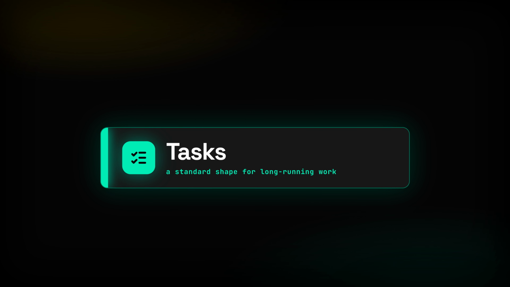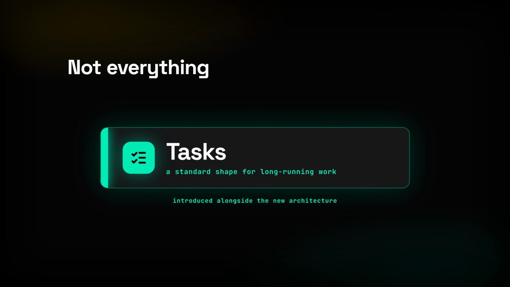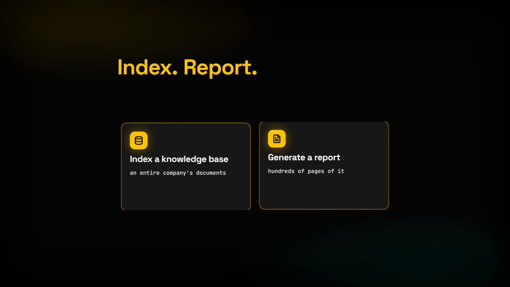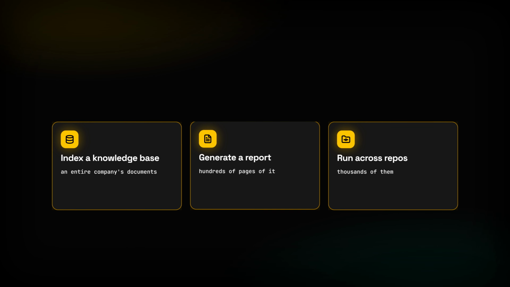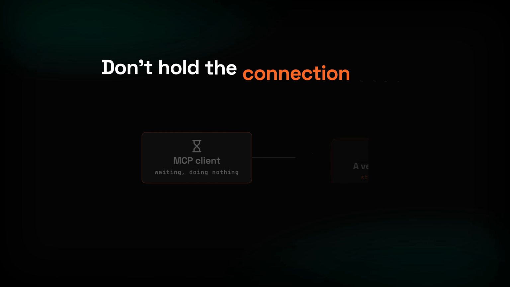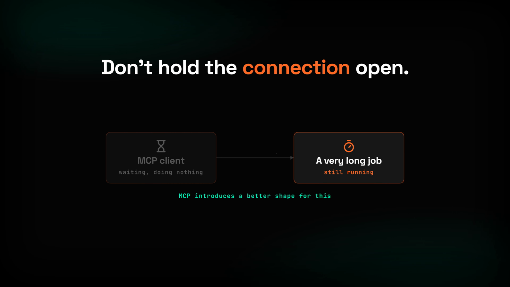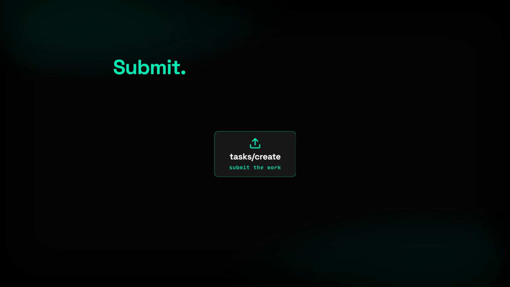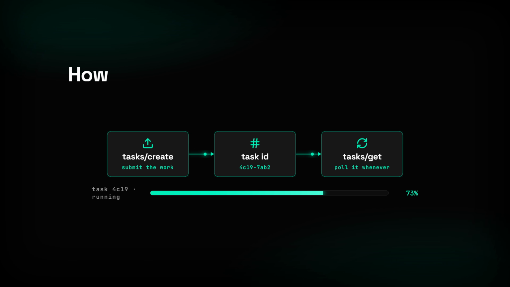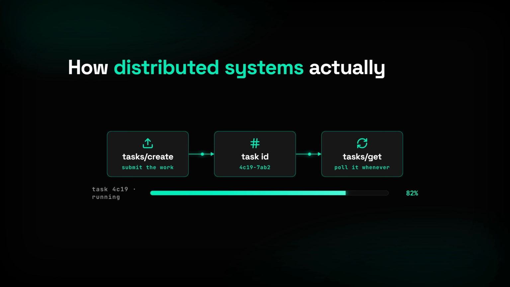Speaking of tasks, this is another exciting concept introduced alongside the new architecture. Not every AI operation finishes in 2 seconds. Imagine ingesting an entire company knowledge base, generating a massive report, running code across thousands of repositories. These jobs could take minutes or even hours. Instead of forcing the client to wait with an open connection, MCP introduces tasks as a standardized way to represent long-running operations. The client can submit the work, receive a task identifier, and check its progress later. This is much closer to how large-scale distributed systems operate in the real world.